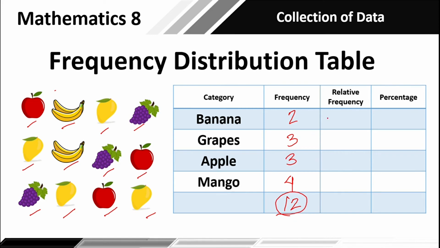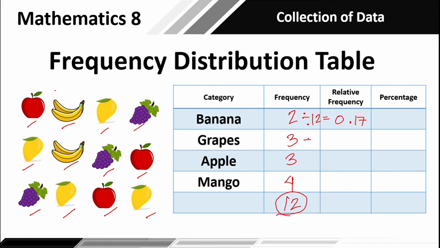Let's proceed now to the relative frequency. To get the relative frequency, just divide the frequency of each category by the total frequency. In this given example, for the category of banana, we have 2 occurrences divided by the total frequency, which is 12, and that is 0.17. Continue this process until you reach the last category.